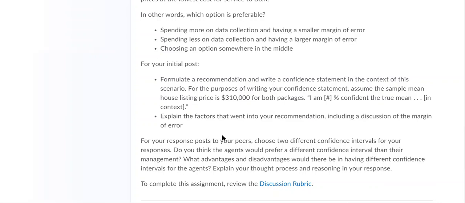For your response post to your peers, you have to choose two different confidence intervals for your responses from your classmates. And then, do you think agents would prefer a different confidence interval than their management? What advantages and disadvantages would there be in a different confidence interval for the agent? Explain your thought process and reasoning in your response. So you want to do that for two of your classmates during the discussion week.